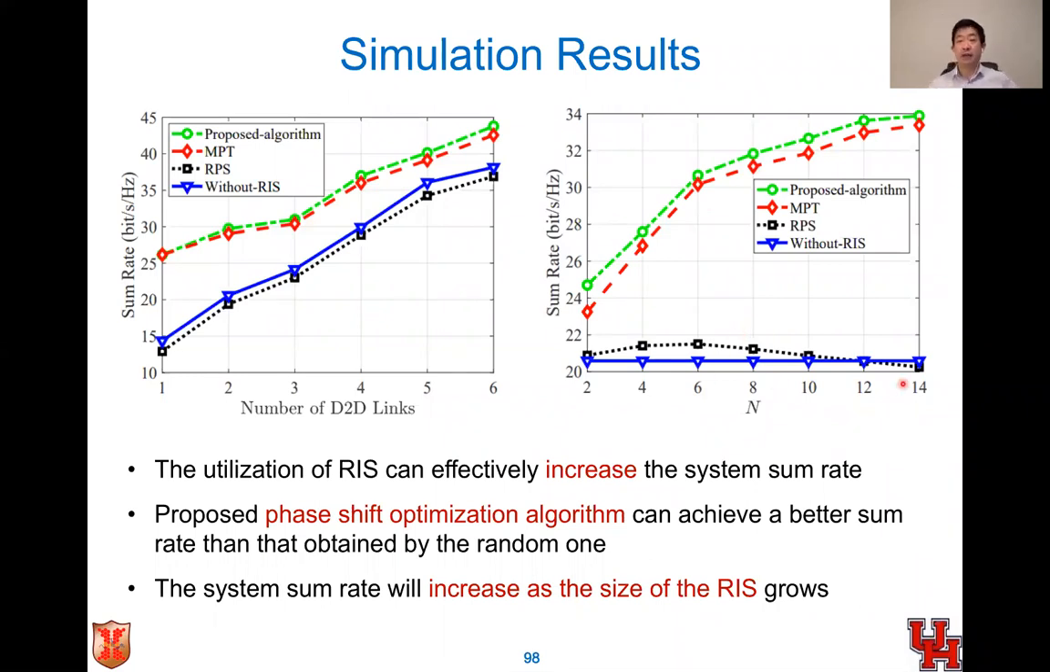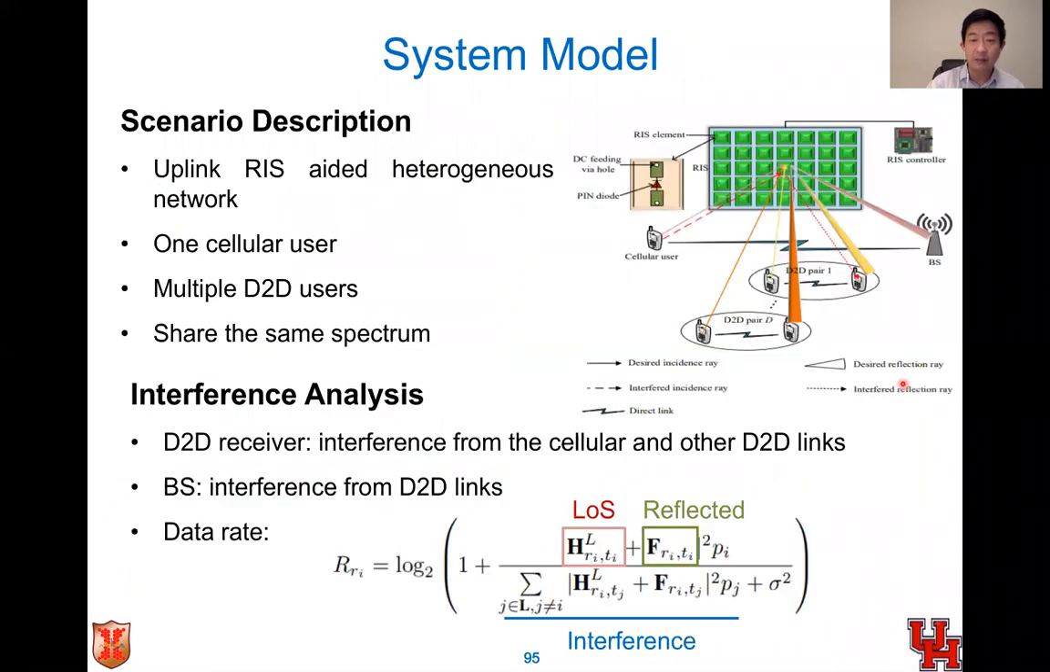So basically, what does this mean? This means this RIS can do the cleaning for the interference, because it can do the beamforming towards the base station and null the D2D direction, or the interference direction. So this is a very nicely designed mirror, such that the interference environment becomes alleviated.